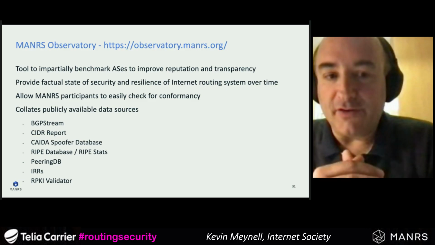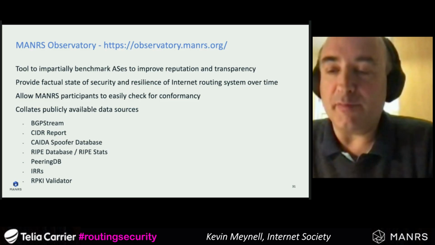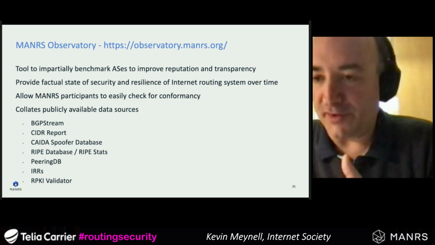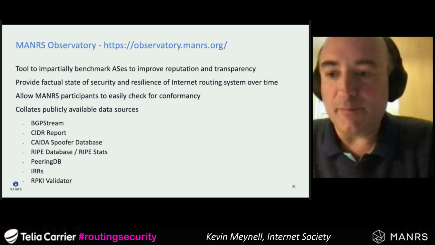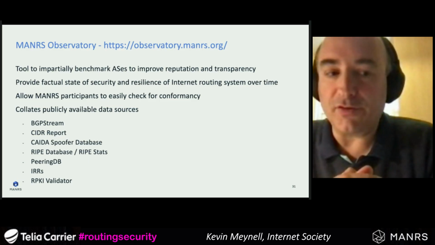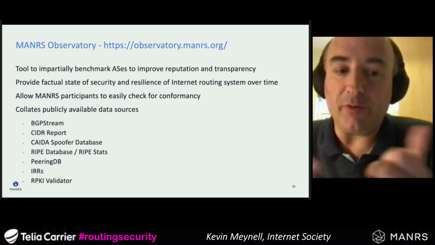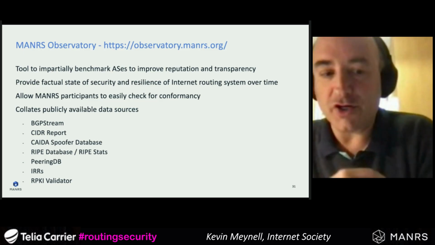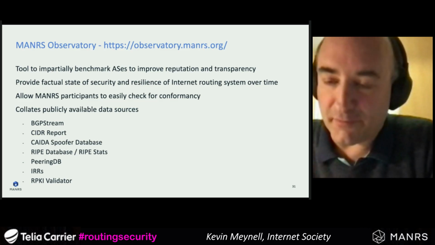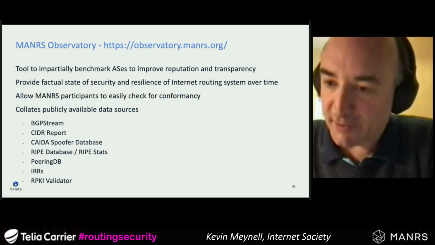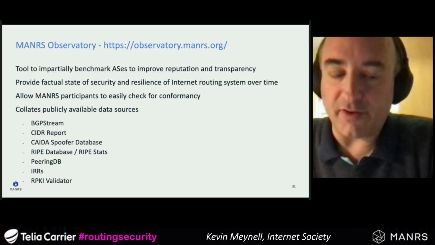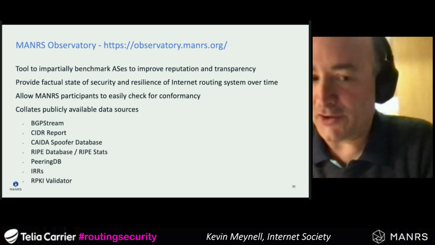So really it gives a factual state of the security of the internet routing system, but the most useful function at the moment is to allow MANRS participants to check their own conformance with these routing security actions. This is not data that we're generating ourselves. It comes from a number of publicly available data sources, in particular BGPStream, the CIDR report, and the CAIDA Spoofer database. Anti-spoofing is the only thing that we can't measure passively from the outside of a network. It requires a network to actively run the CAIDA Spoofer software so that CAIDA can look for spoofed packets. That gets recorded into their database, and we pull that information from them.